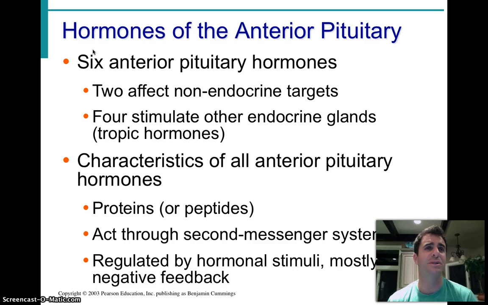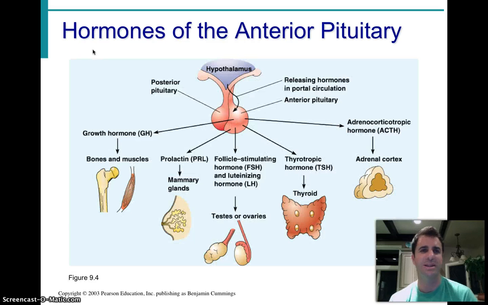All of the anterior pituitary hormones are amino acid based or polar. They all act through second messenger systems, of course, as a result, and they work through negative feedback to maintain their levels. So let's look at these. First of all, we have growth hormone, GH, which stimulates growth, both length and girth of muscles and bones. We have PRL or prolactin, which stimulates mammary glands.